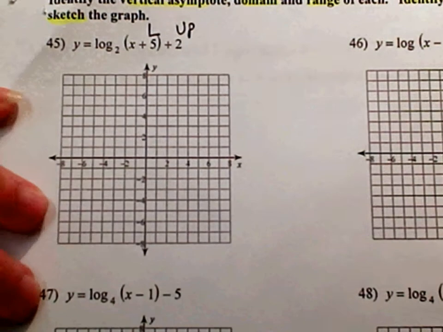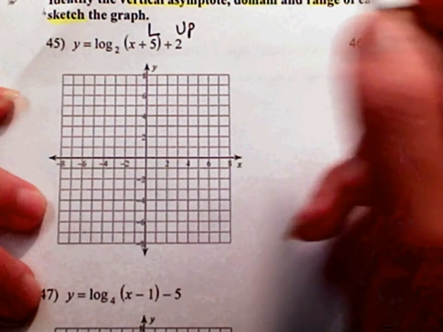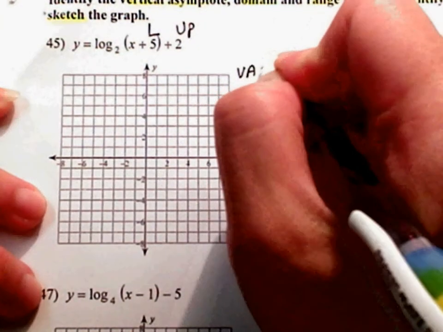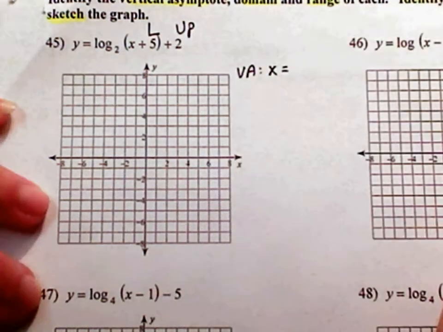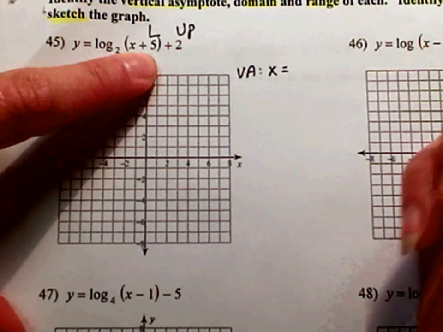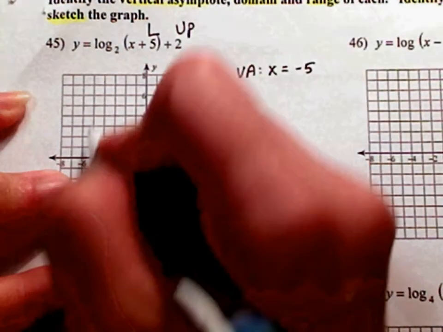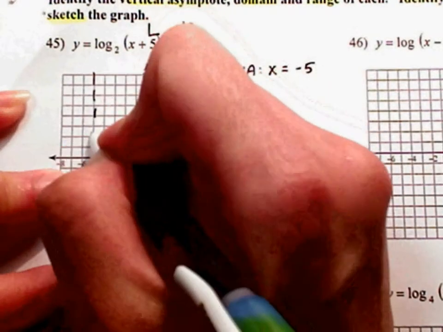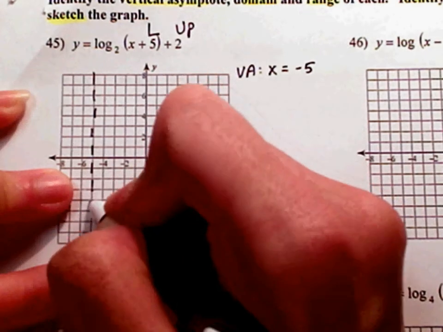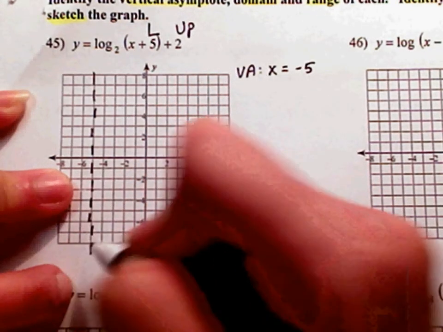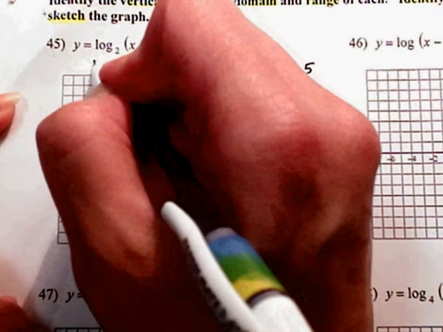So, VA, x is equal to, you see how this is a positive 5? It will be a negative 5. So go to where x is negative 5 and draw your dashes. This is the line that the graph is going to approach but never cross. Okay? Next part.